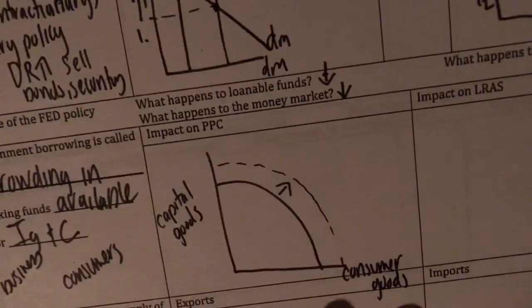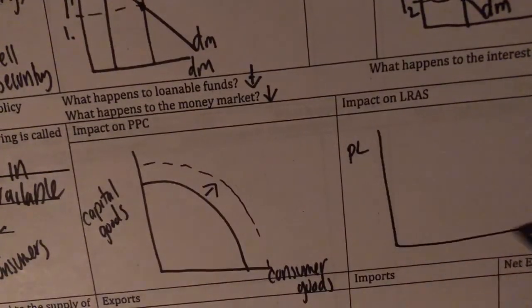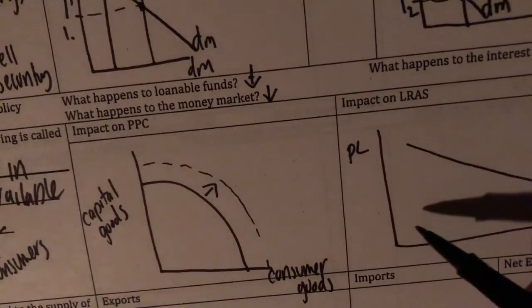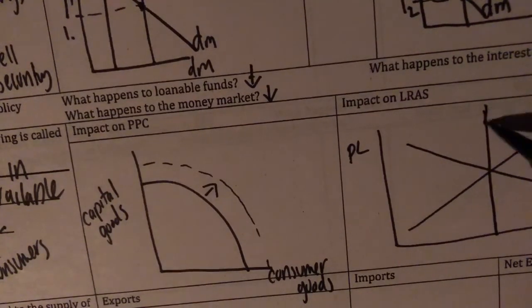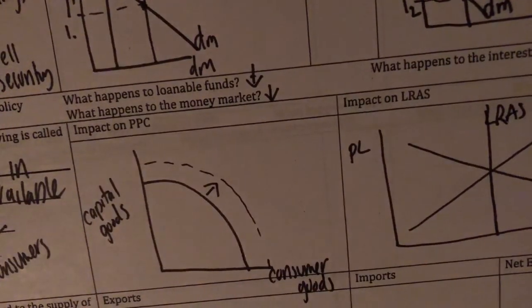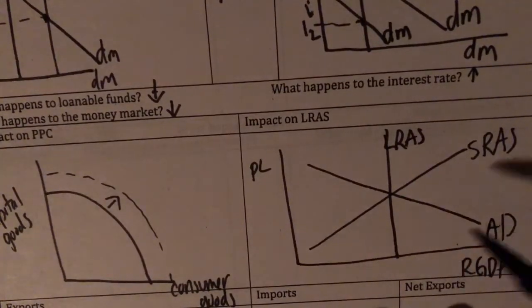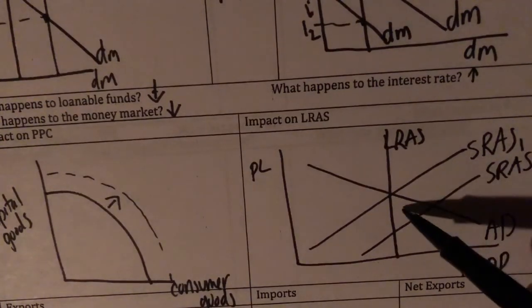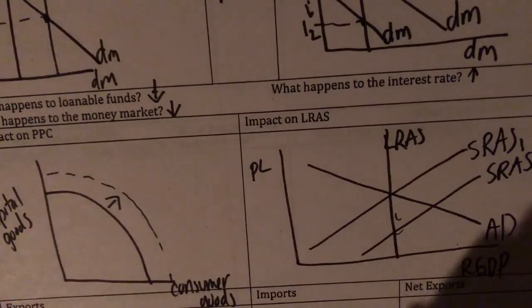And so the impact on the long run, let me do this, price level, real GDP, everything at equilibrium. If there's more funds available for businesses to get a hold of, businesses will increase supply, so that short run aggregate supply curve will shift to the right, and now that shows me that expansion, okay, because businesses get their money on stuff.